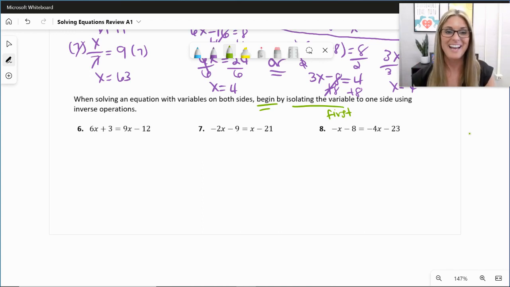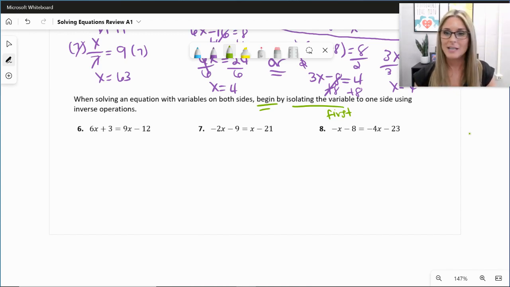Do that for me and we'll have an easy time solving. Let's look at number 6. 6x plus 3 equals 9x minus 12. Always get rid of the variable first. And then my choice is I always get rid of the smaller variable first. That way I'm not dealing with negatives.